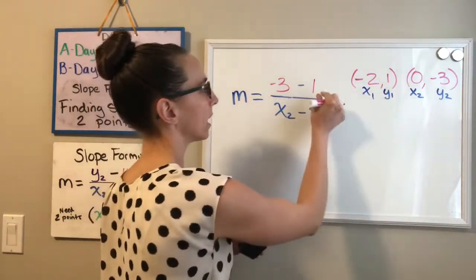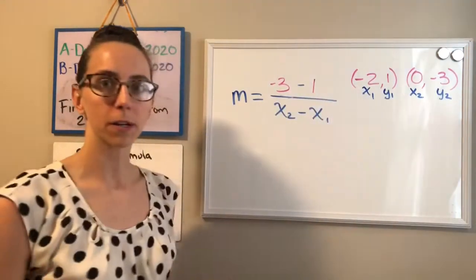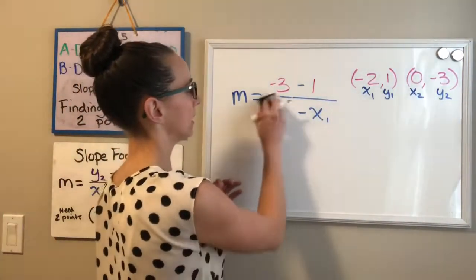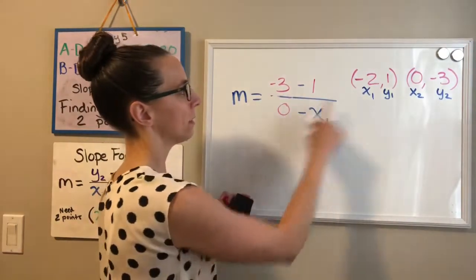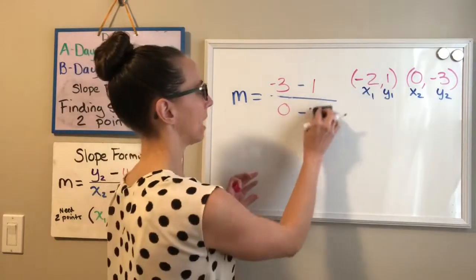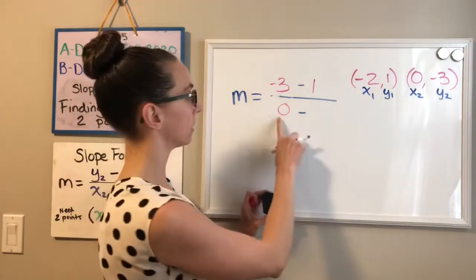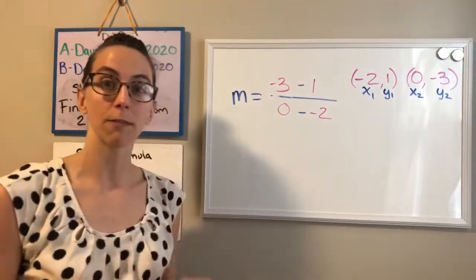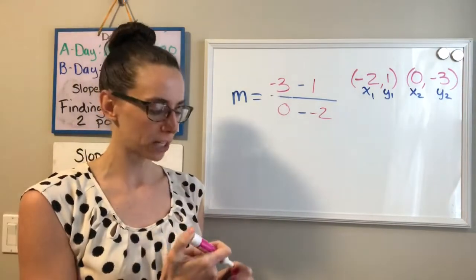So I am plugging in those numbers for their correct position. My x2 value is 0. My x1 value is -2. And here's where you have to be very careful. It's 0 minus -2. So I have to keep that -2 separate from that subtraction sign.